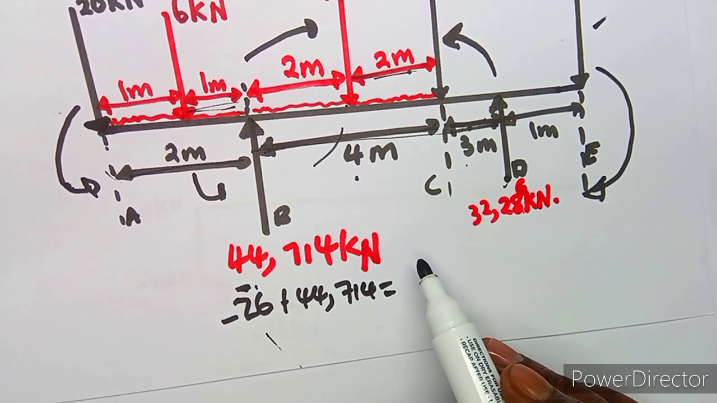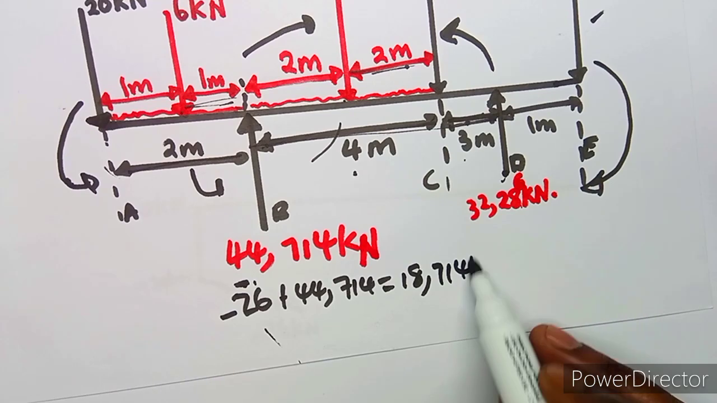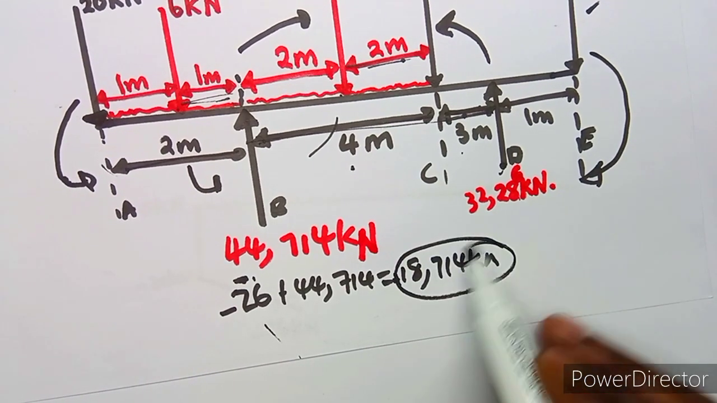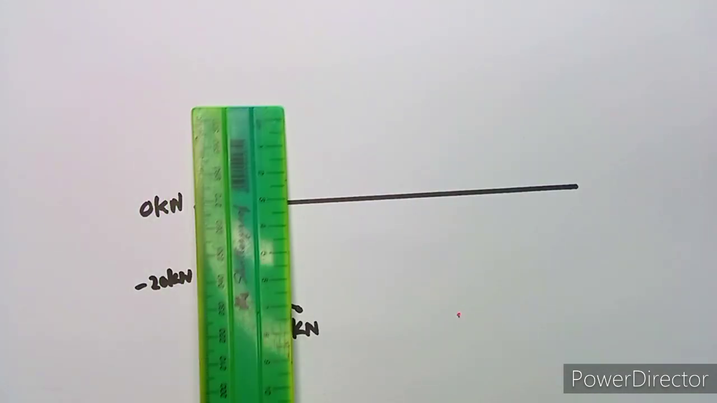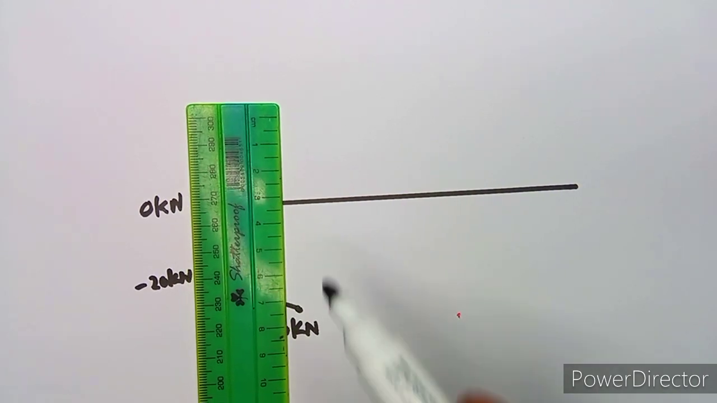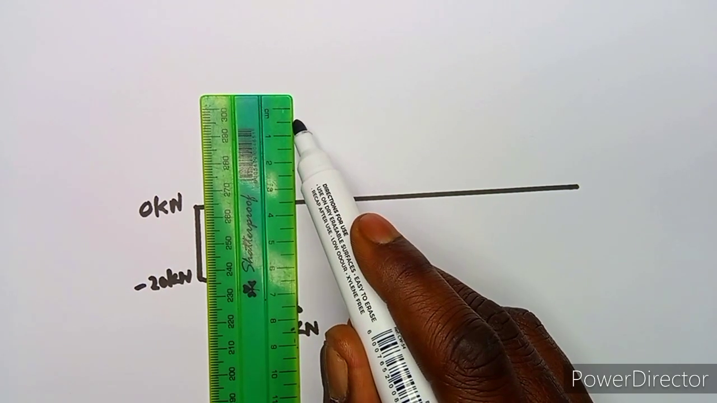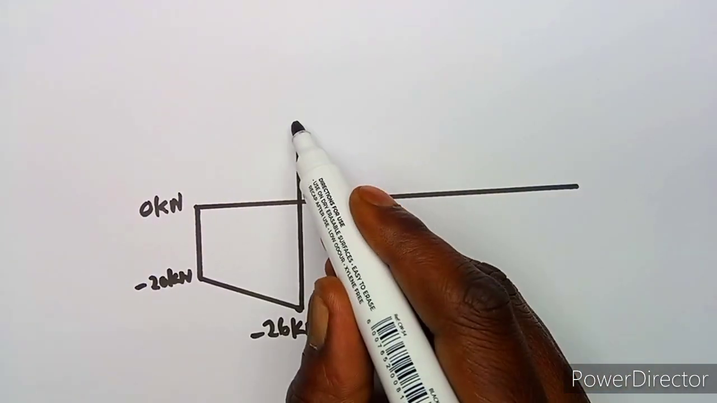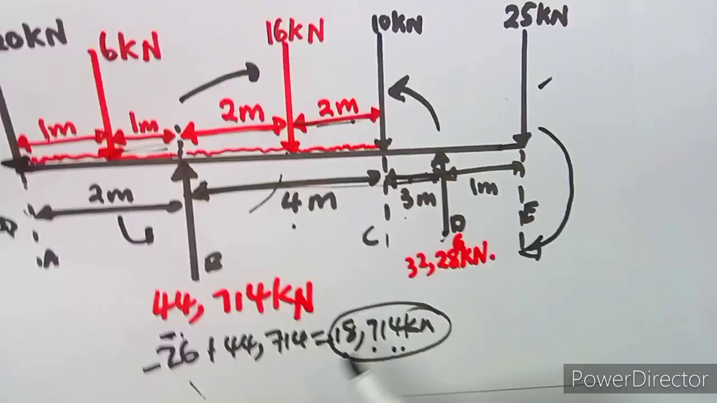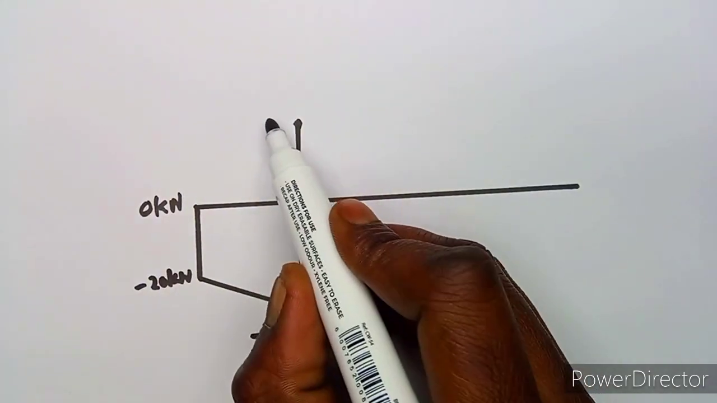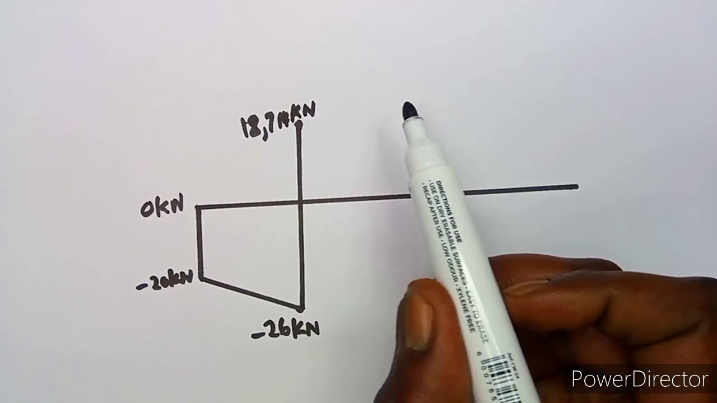this is going to give us something like 18,714 kilonewton, which means this one is a positive, so it is going up to 18,714. It's just an assumption, guys. Let's just say it's here. We're just assuming it's here. This is where we are now at 18,714 kilonewton, like that.